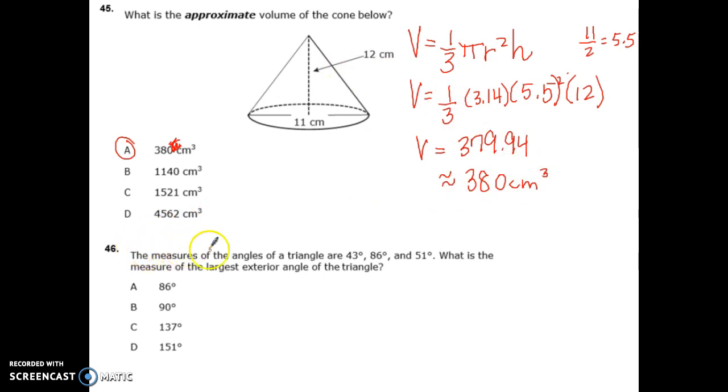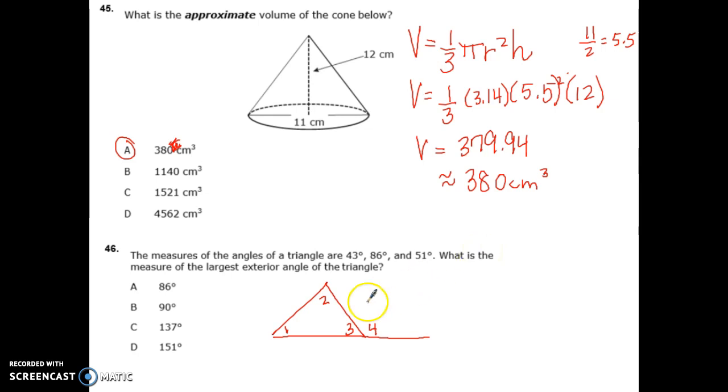Okay, number 46, the measures of the angles of a triangle are 43, 86, and 51. What is the measure of the largest exterior angle of the triangle? So if we remember, this is the exterior angle picture. Remember, y'all? Okay, this was 1, this was 2, this is 3, and this is 4. Give you a moment to draw that.